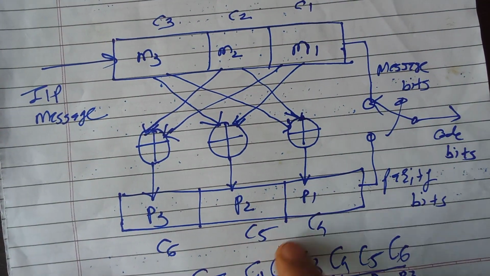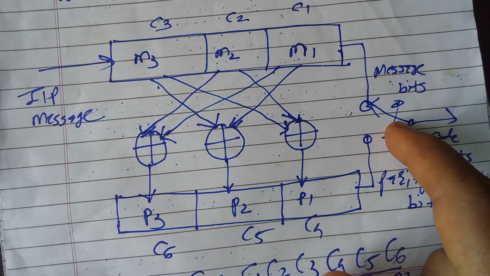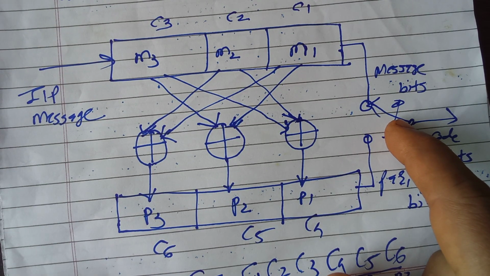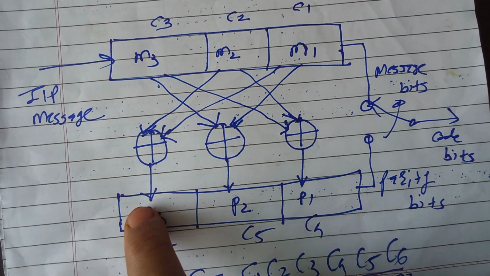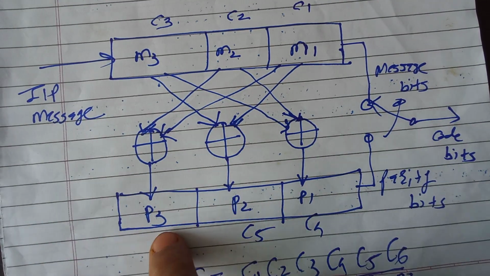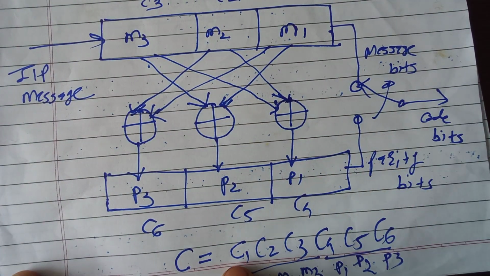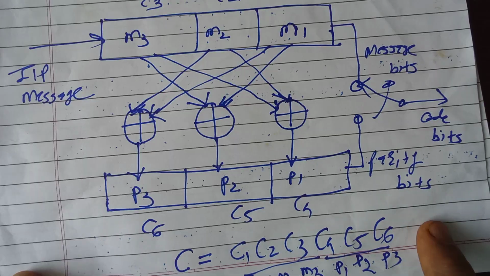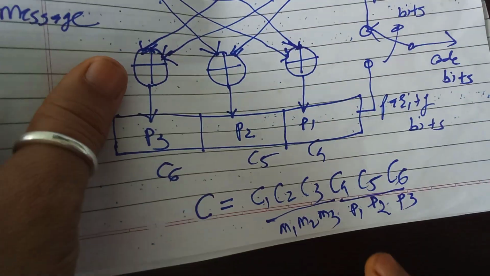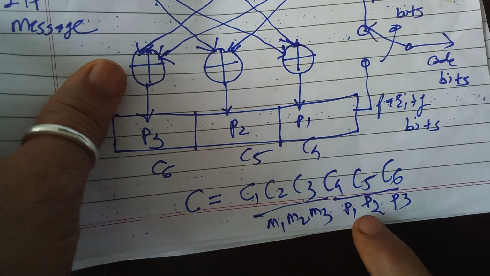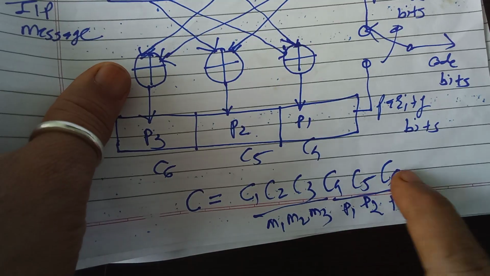So after taking the message bits out, which are nothing but the first three code bits C1, C2, C3, this will shift here. Then it will take parity bits P1, P2, P3, which are nothing but C4, C5, C6. So the code appears at this side, that is C1, C2, C3, C4, C5, C6, which is nothing but M1, M2, M3, P1, P2, P3. This is systematic because first message bits appear, after that parity bits.